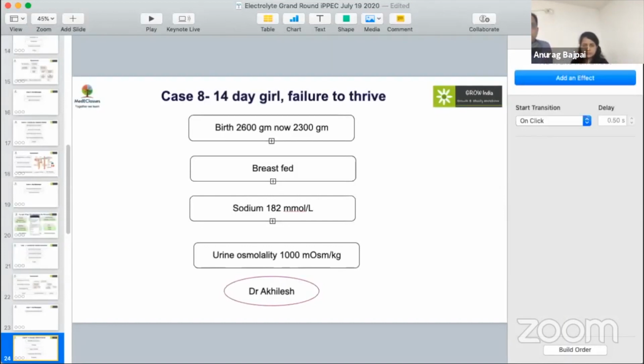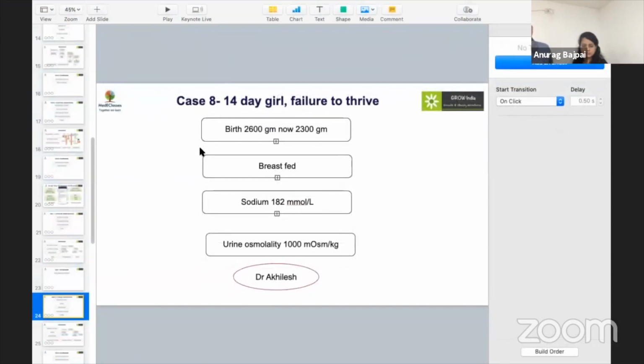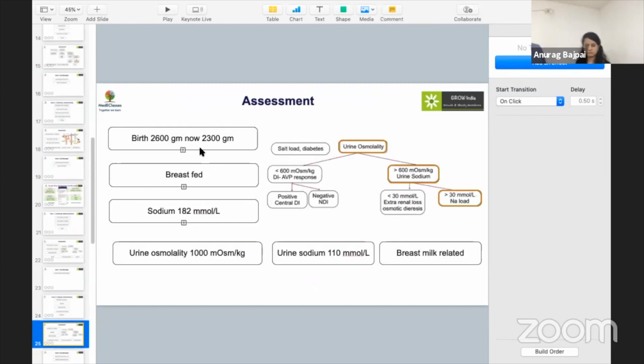So the key message basically here is that this child has weight loss, sodium is also high, and urinary osmolality is high. So this child is actually concentrating urine appropriately, so there is no issue in terms of concentration. The major problem is that there is too much sodium load for the body to handle.